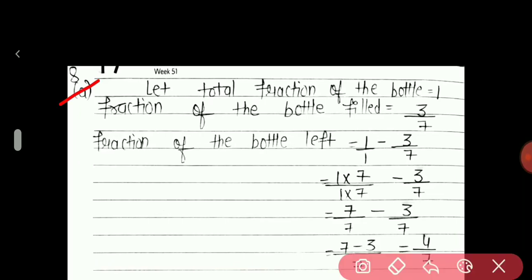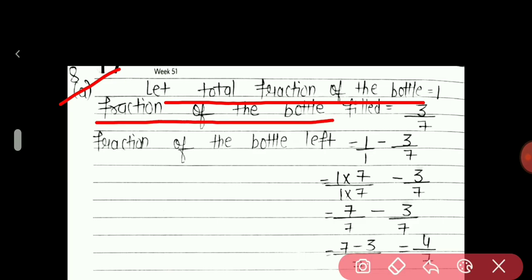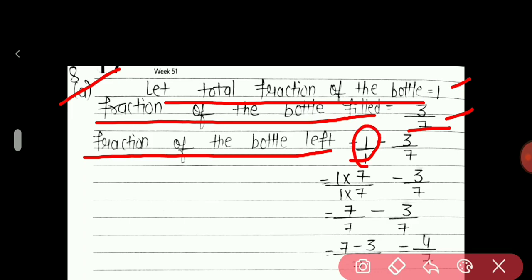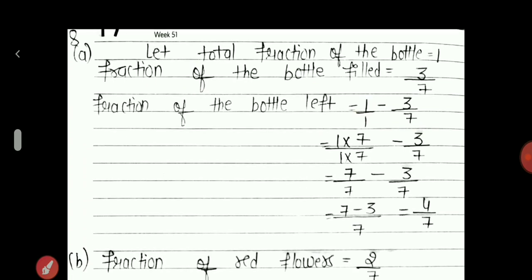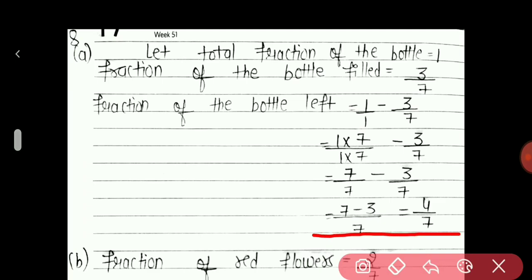A. Let the total fraction of the bottle be 1. The fraction of the bottle filled is 3 upon 7. So how will we find out the fraction of the bottle which is left empty? We will subtract the fraction filled from the total fraction. So 1 minus 3 upon 7. To make it like fractions, we will multiply by 7 on both the sides. We will get 7 upon 7 minus 3 upon 7. When we subtract them, we will get the answer 4 upon 7.